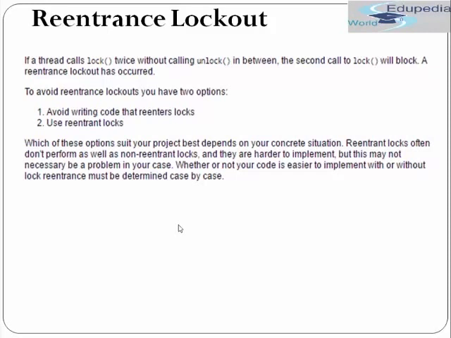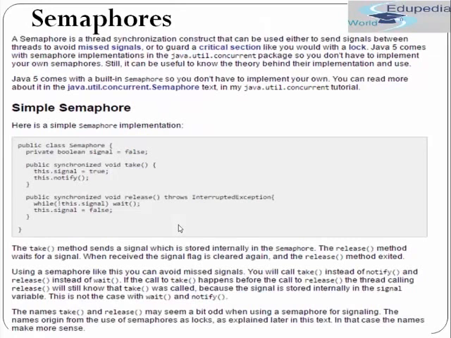To avoid reentrance lockout, you have two options. That is, avoid writing code that reenters locks, or otherwise use reentrant locks. And what is a reentrant lock? We have already studied it. The next important topic we are going to cover is semaphores.